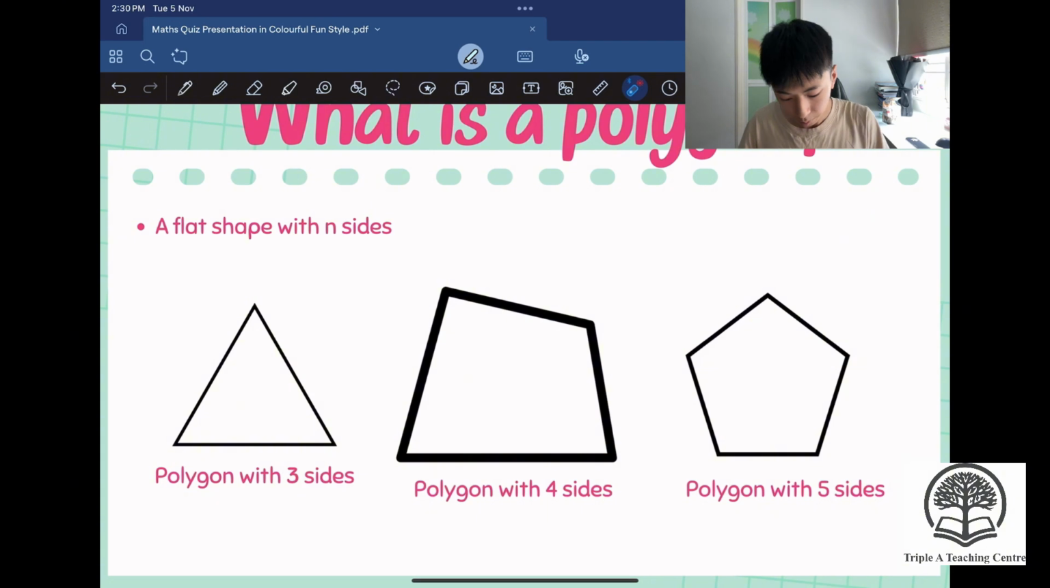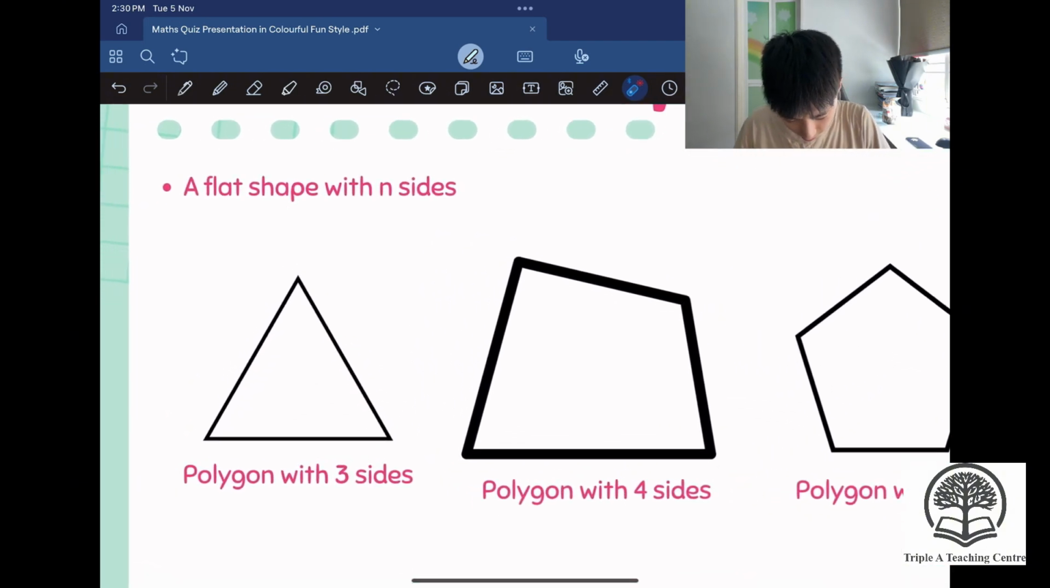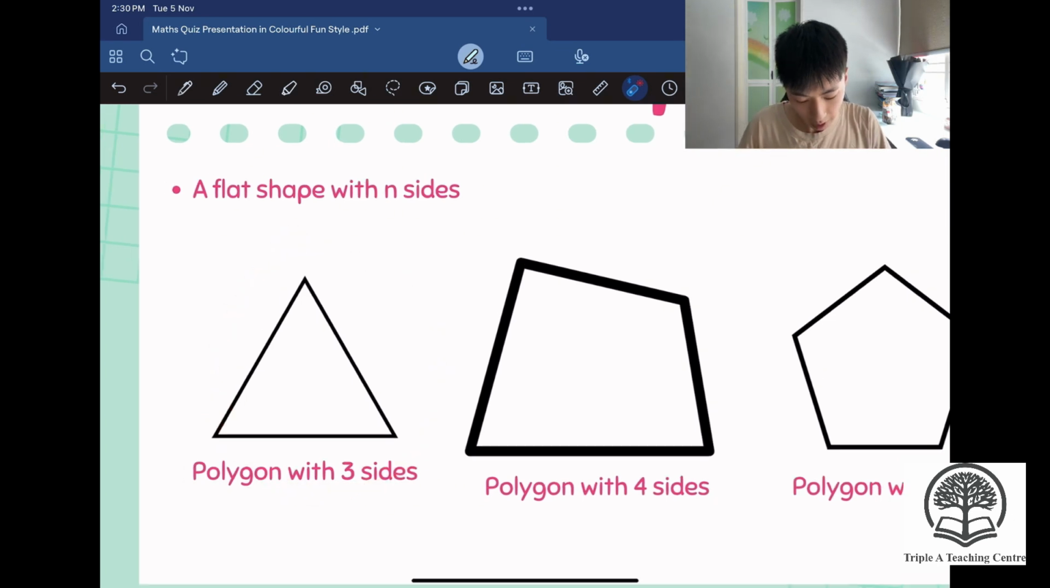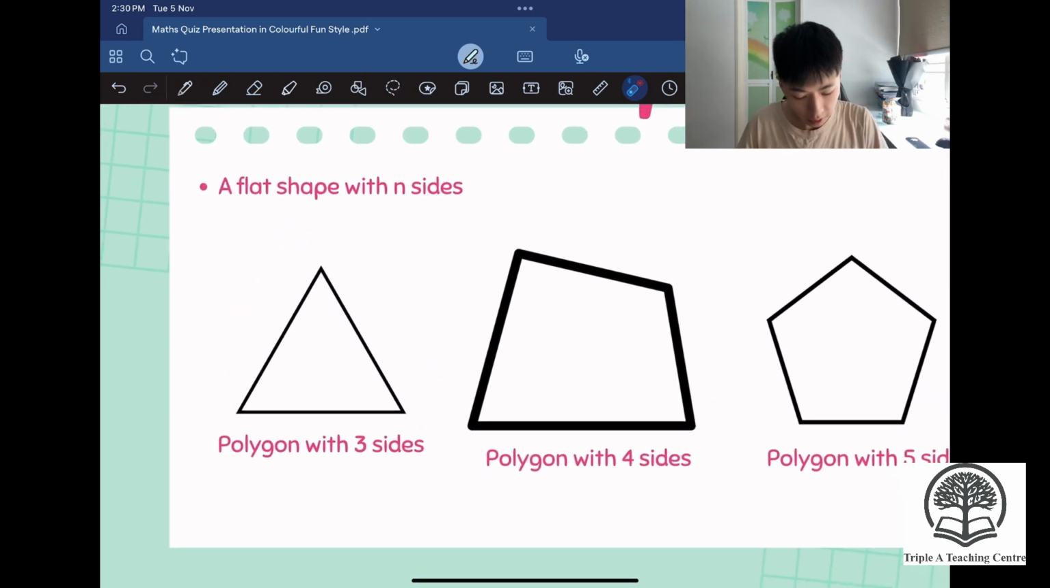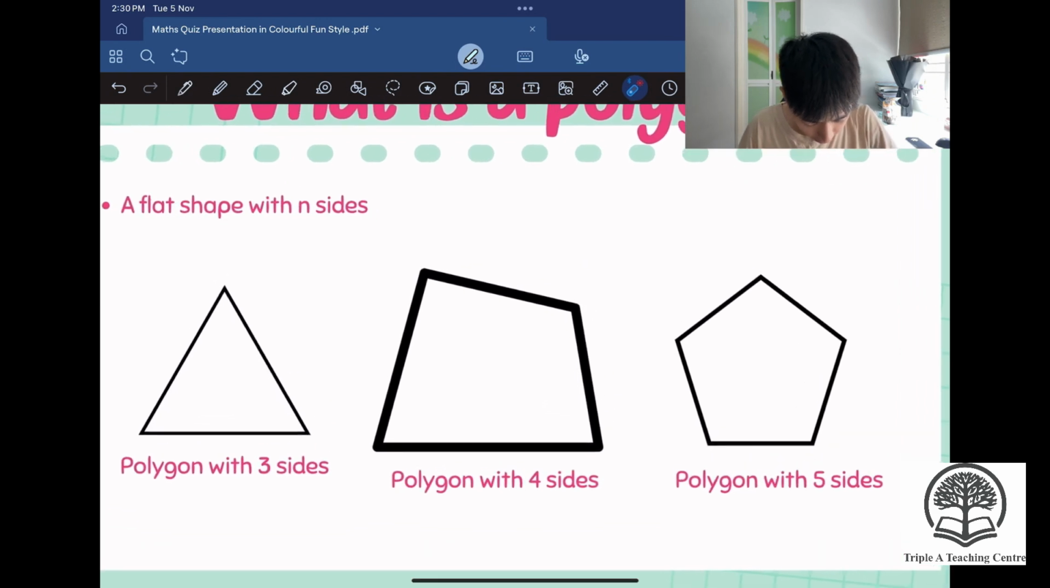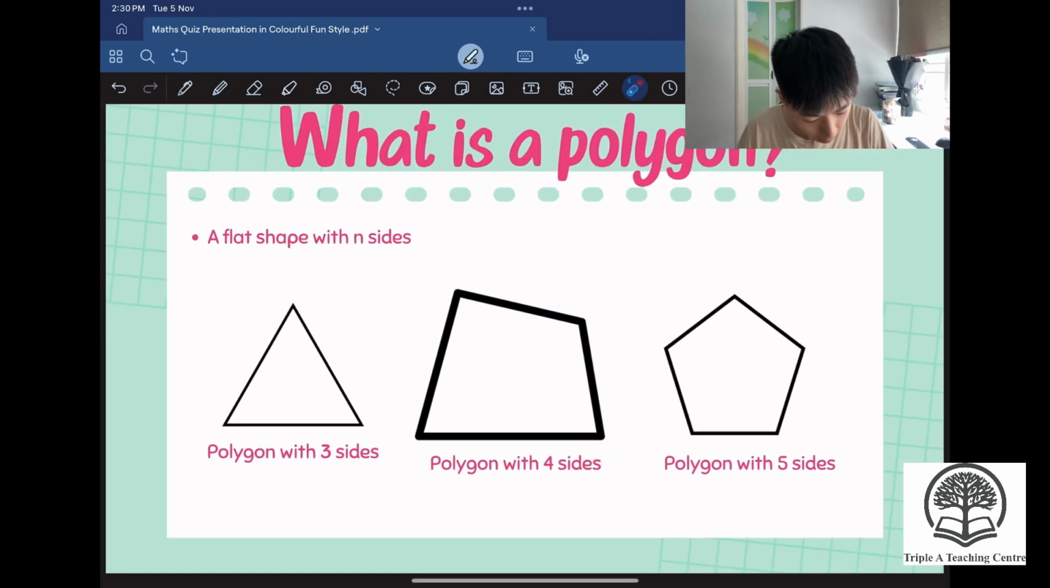Well, some common polygons we know are these. I believe that you all know this shape is a triangle, right? A triangle is a polygon with 3 sides. This is a quadrilateral. Sometimes it can be drawn as a rectangle or a square or a trapezium. It all falls under the quadrilateral series. Why? Because they all have 4 sides. So as long as they have 4 sides, they belong to quadrilateral.